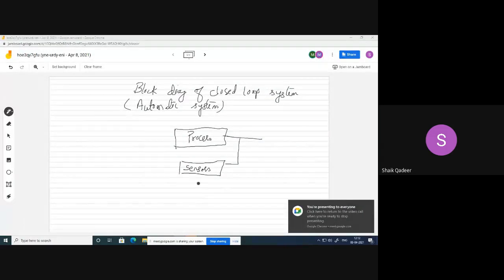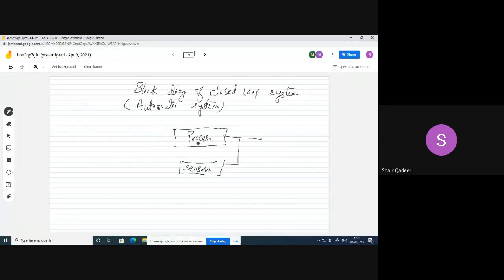So I was telling you that in any closed system there is something called the process, whose working we want to get done automatically. For that, the minimum thing needed is a series of sensors. This block is also called feedback. What is this called? Feedback.